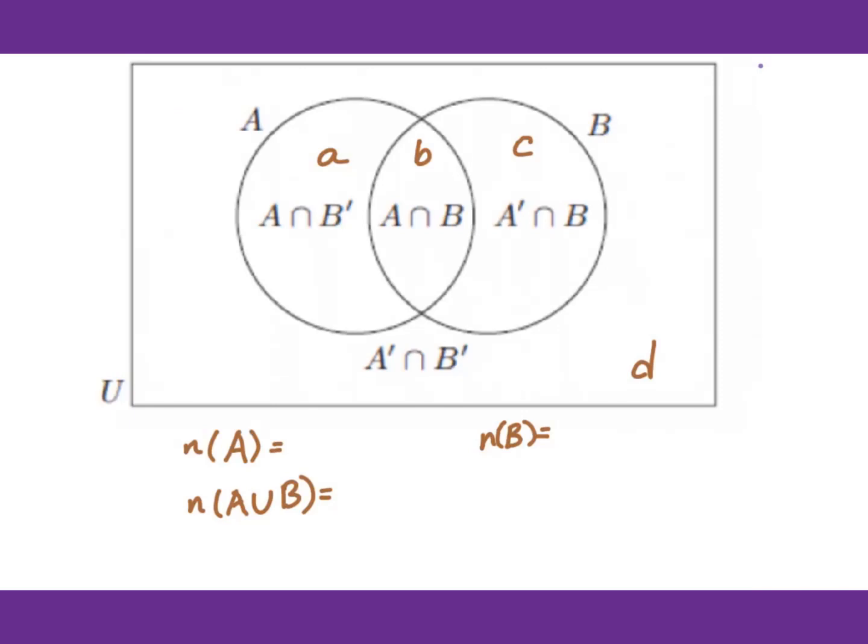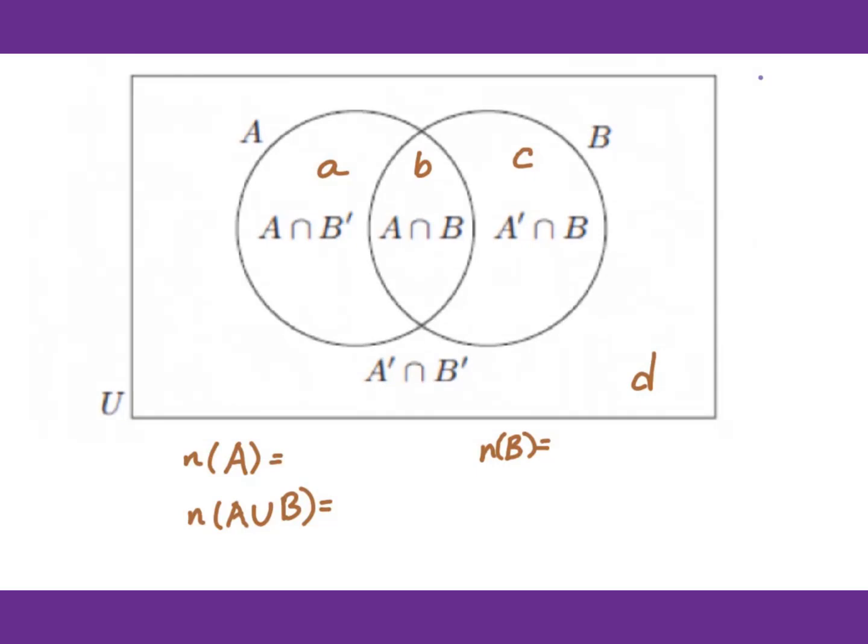For this Venn diagram with two sets, we use a, b, c, d to stand for the elements in each section. In other words, the elements in A intersect B prime, that's a. Elements in A intersect B is b. A prime intersect B is c. And not A intersect not B will be this d.